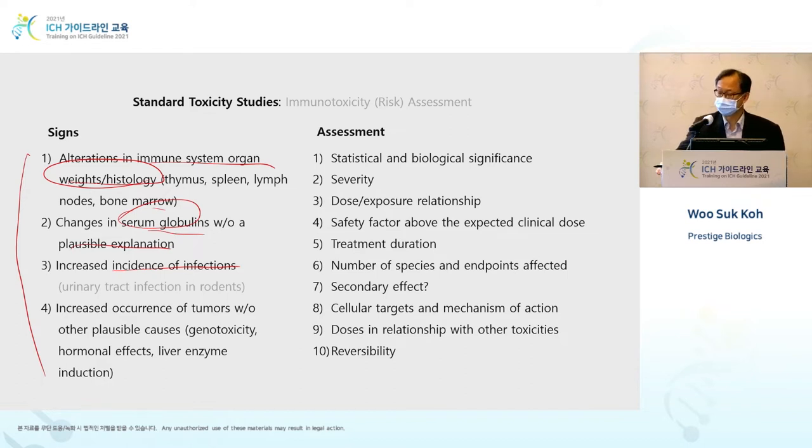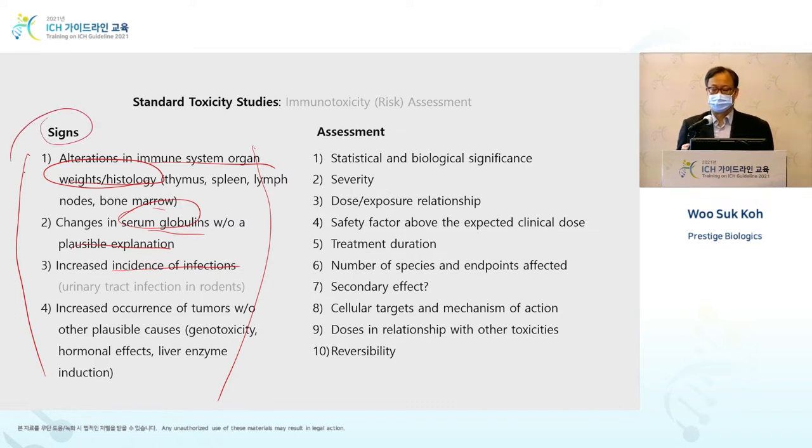Increased occurrence of tumors. Usually it takes long to form the tumor, but for long-term studies, there could be an increase of tumor. If it has impact on genotoxicity and hormonal effects, the increase of tumor can be the reason. But if tumor occurrence increases, when immune function goes down, the organic tumor generation increases. So with all this information, we can determine whether this compound is immunotoxic or not.